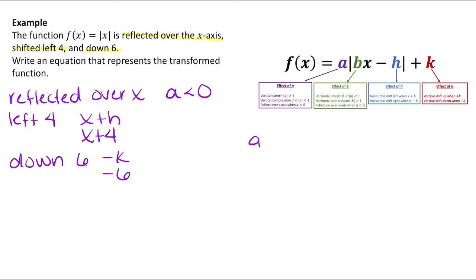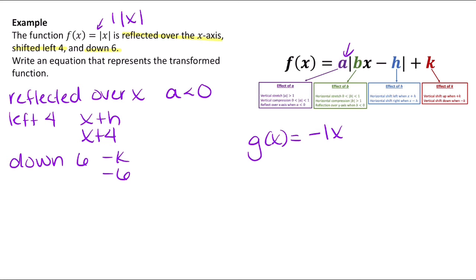So let's make all these transformations. I have g of x equals, well, I need my a to be less than 0, and it doesn't tell me a value of a. If it doesn't tell you a value of a and you need it to be negative, you just put a negative there, because that's basically like having a negative 1. You can see this function is basically like 1 times the absolute value of x; we don't ever write those ones. So I can just put the negative there and then put my absolute value, and all I've done is reflected over the x-axis.